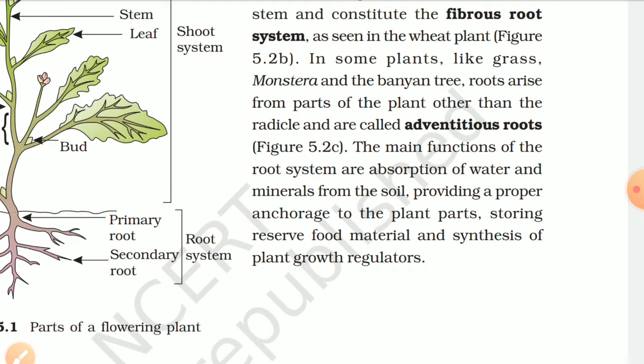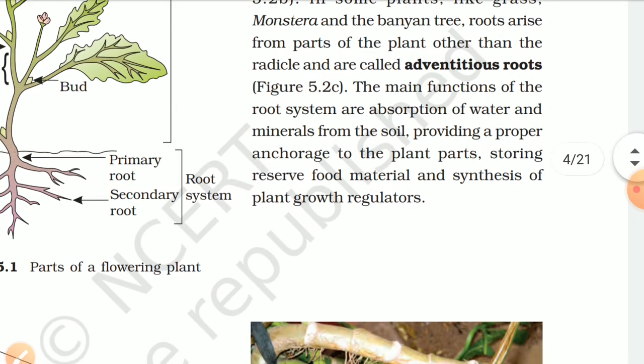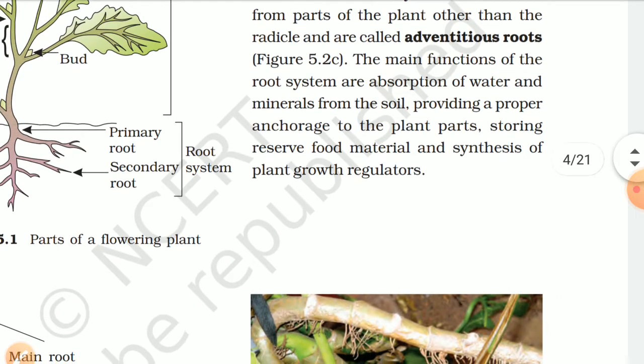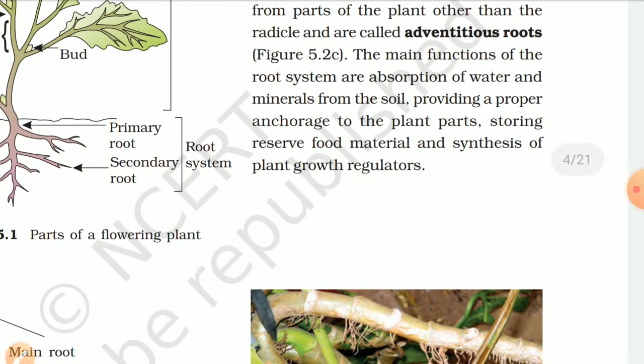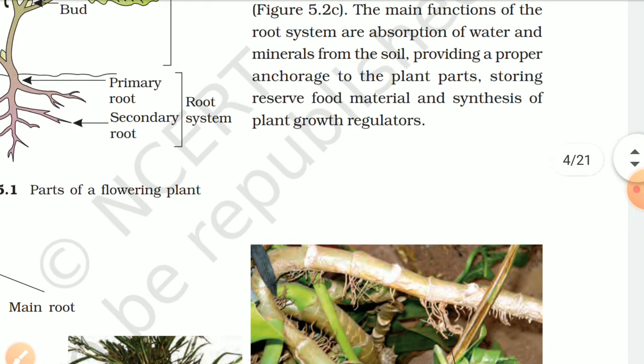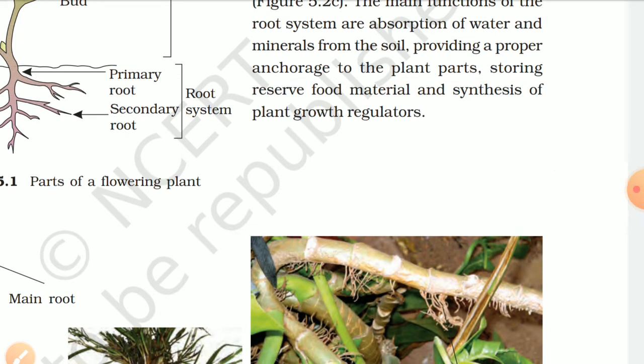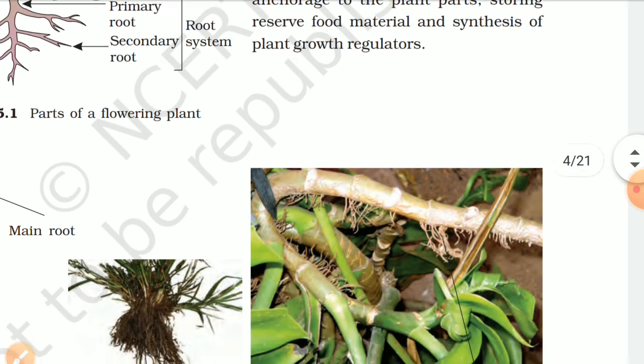Figure 5.2c. The main functions of the root system are absorption of water and minerals from the soil, providing proper anchorage to the plant parts, storing reserve food material, and synthesis of plant growth regulators.